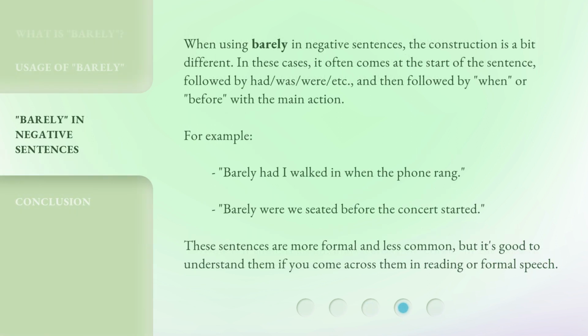When using barely in negative sentences, the construction is a bit different. In these cases, it often comes at the start of the sentence, followed by had, was, were, etc., and then followed by when or before, with the main action. For example, barely had I walked in when the phone rang. Barely were we seated before the concert started. These sentences are more formal and less common, but it's good to understand them if you come across them in reading or formal speech.